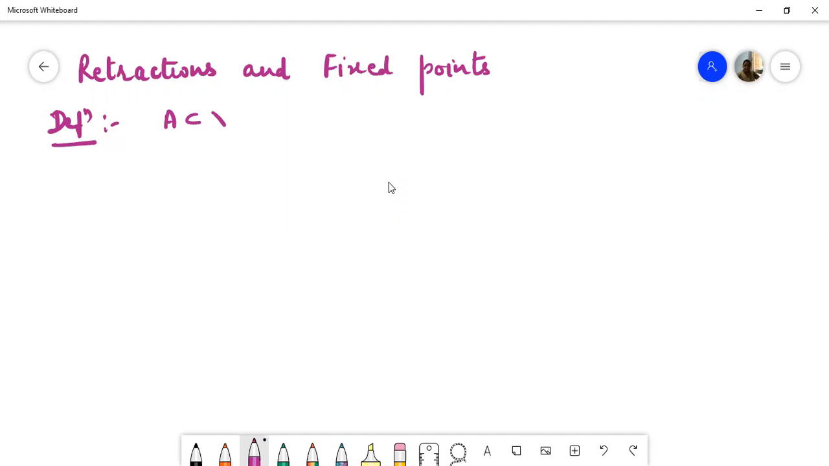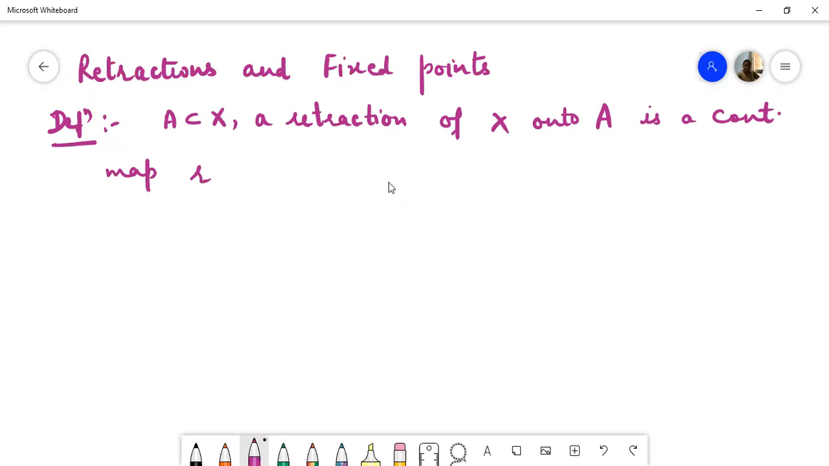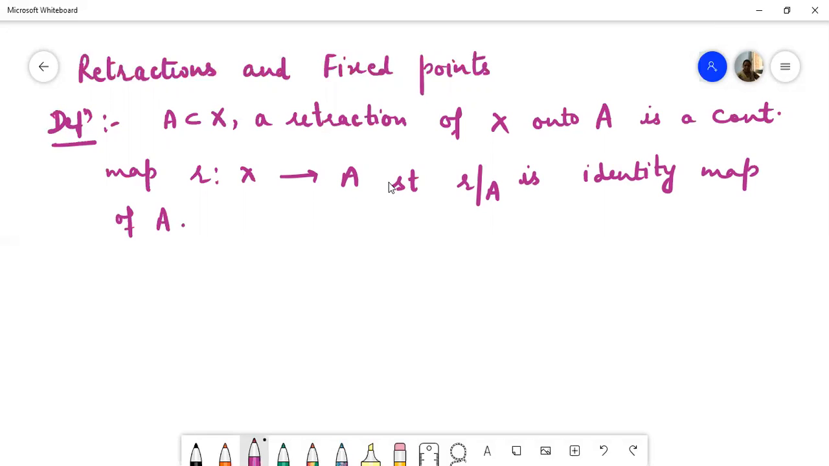Let us say X is a space and A is a subset of X. Then a retraction mapping of X onto A is basically a continuous map, let us say R, from X to A, which is identity when we restrict it to A. So R restricted to A is the identity map of A. So any continuous map from X to A, which is the identity map when restricted to A, is called a retraction of X onto A. And if such a mapping exists, then we say A is a retract of X.